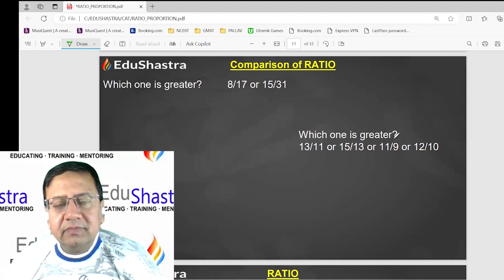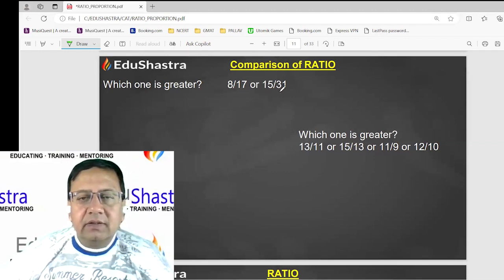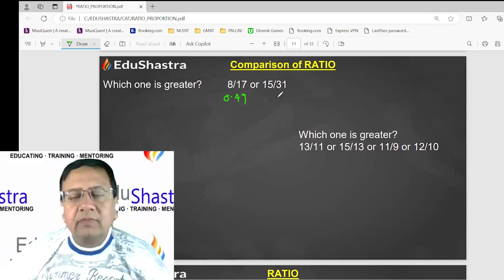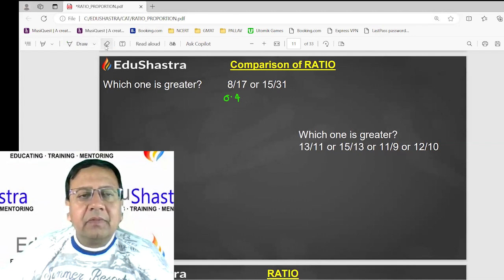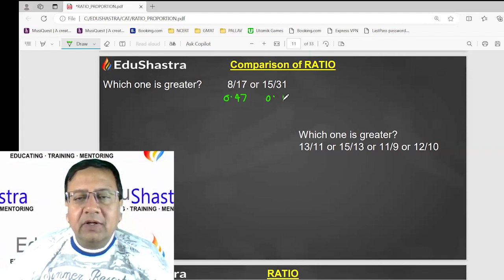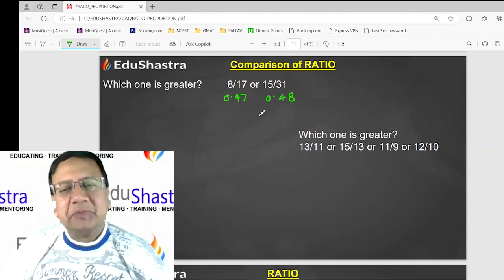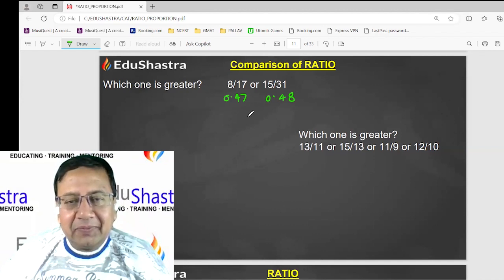So 8 divided by 17 is 0.47. Okay, 0.47 you are saying, I'll just write it here: 0.47. Okay, and how much is this? Oh, yeah. So this is 0.48. The other one. Right. So this is 0.47 and this is 0.48. Right. So which one is greater, Akshay? Sir, actually I made a mistake in the cross multiplication, but the method was right.